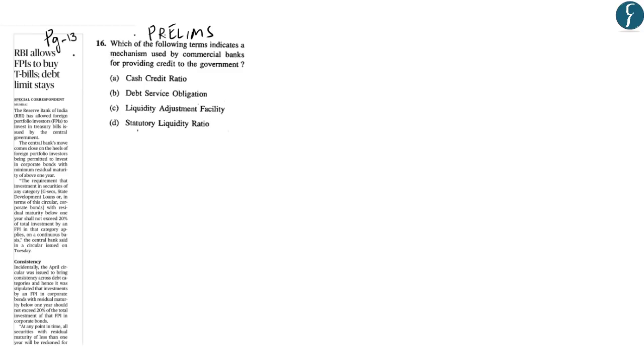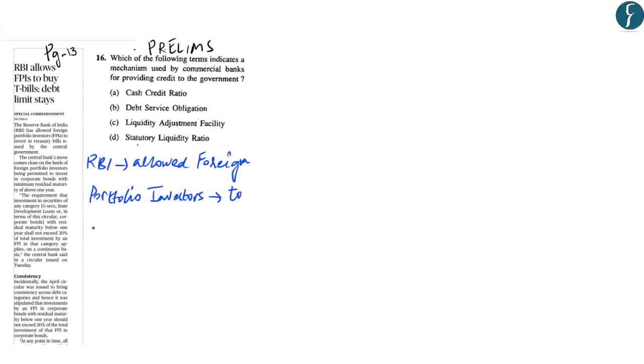So let's begin. We will discuss this article that appears on page 13 and it reads, RBI allows foreign portfolio investors to buy treasury bills and debt limit stays. So this article basically says that RBI has allowed the foreign portfolio investors to invest in the treasury bills that are issued by the government.